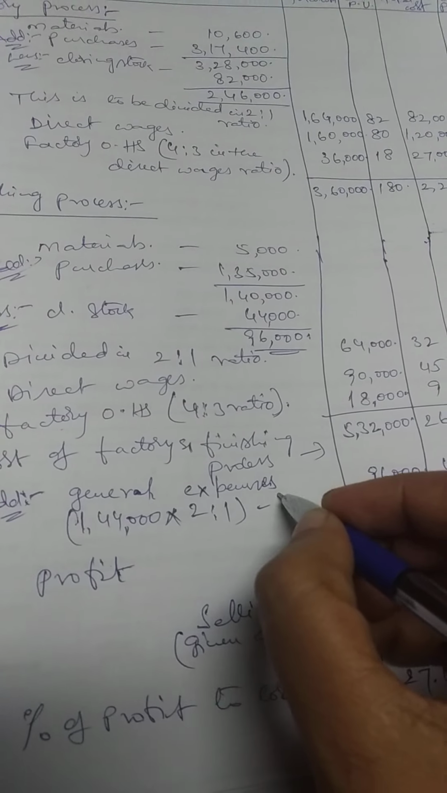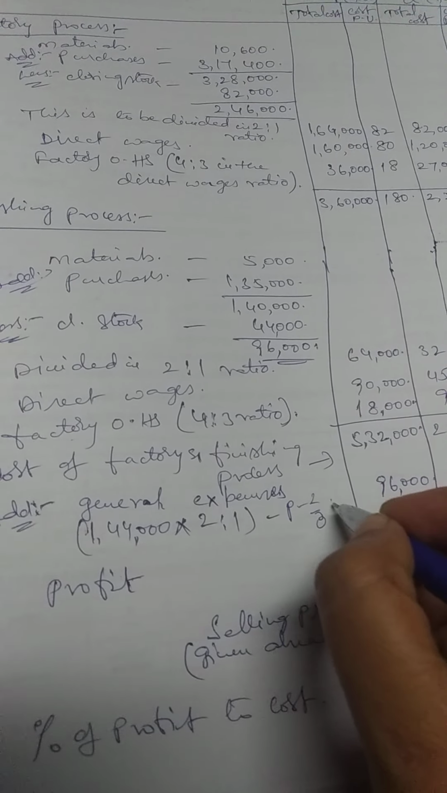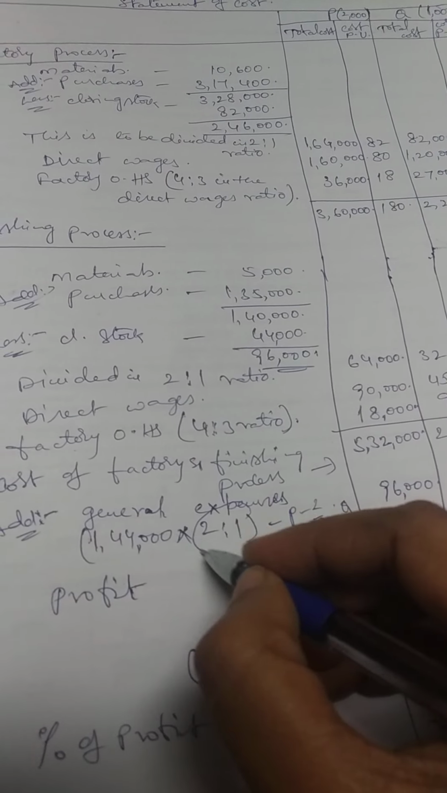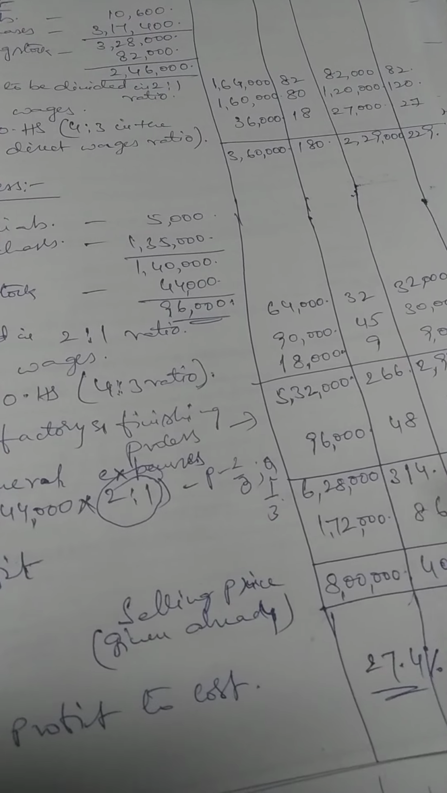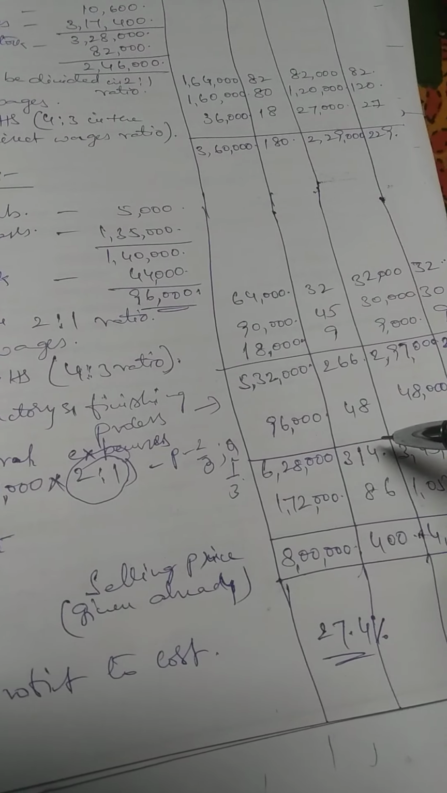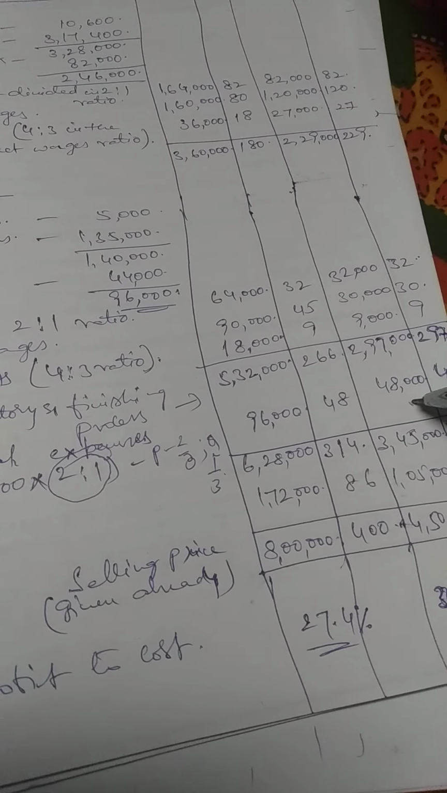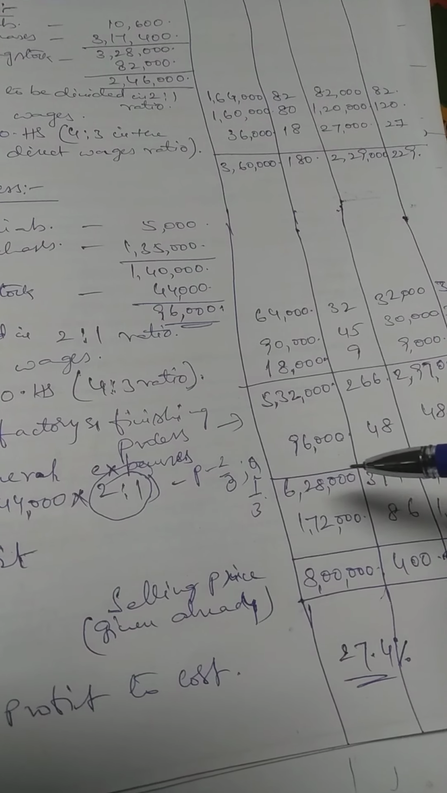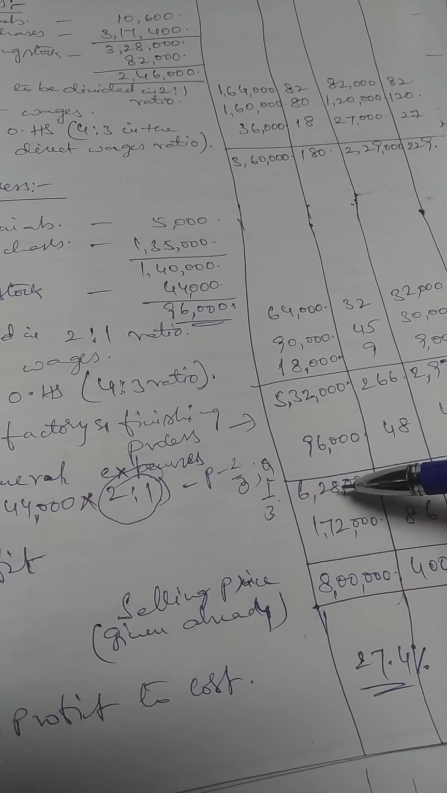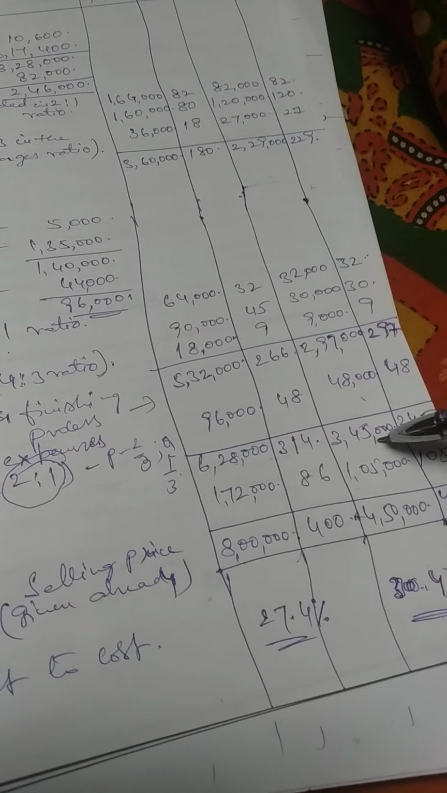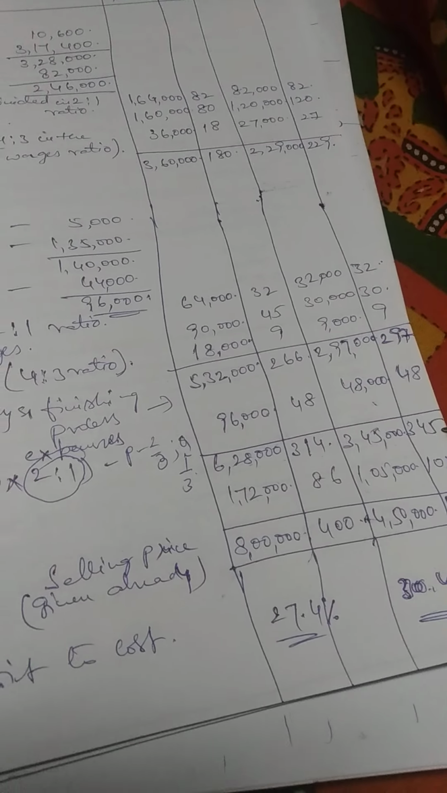So general expenses is given 1,44,000, which is to be apportioned in the ratio of output, that is for P 2/3 and for Q 1/3. So this is what is meant by this particular ratio. So that comes to 1,44,000 into 2/3 and 1/3, which is nothing but 96,000 and 48,000. Up to this you will be having total cost. So up to this cost of sales or total cost is 6,28,314 for product P and for product Q is 3,45,345.